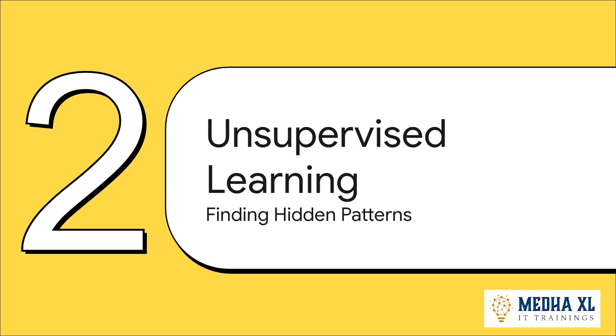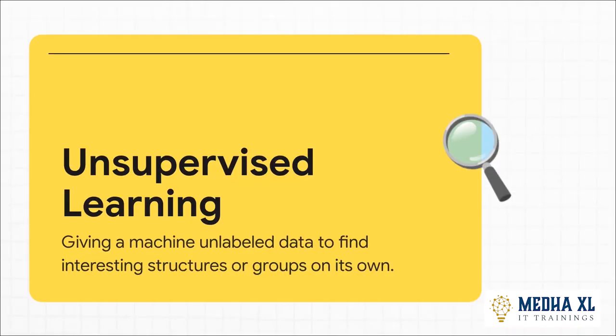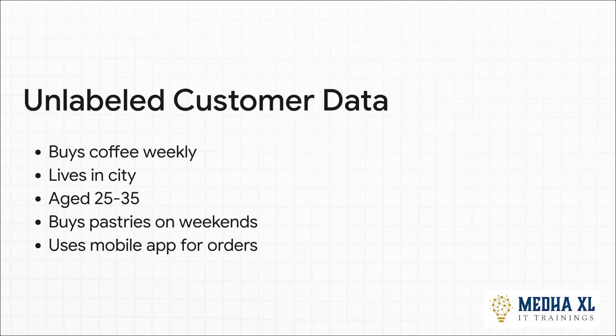Now, this is where the machine stops acting like a student and starts acting more like a detective. It's got all the clues, all the raw data, and its job is to find the hidden structures and connections all by itself. With this one, there is no answer key. We just hand the machine a mountain of raw data and pretty much just say, go find something interesting. The machine has to sift through all that noise and spot the hidden patterns or natural groupings that a human might have totally missed.